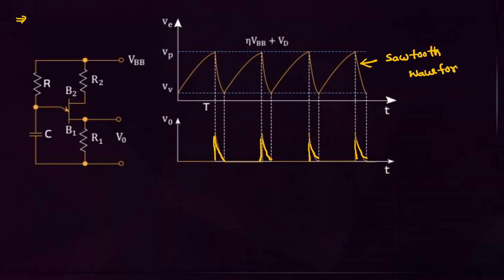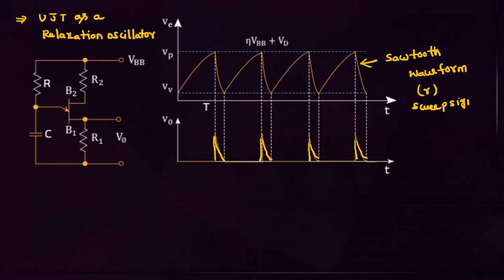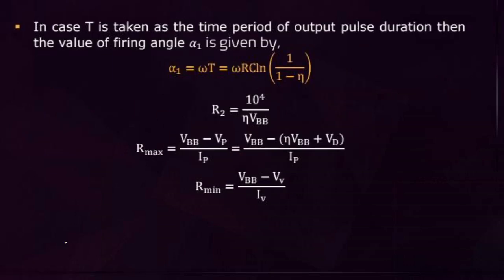That is, UJT is used as a relaxation oscillator, because it generates the sweep signal or sawtooth wave. This is also called sweep signal. By using the UJT, you can generate the sweep signal. That's why it is used as a relaxation oscillator.